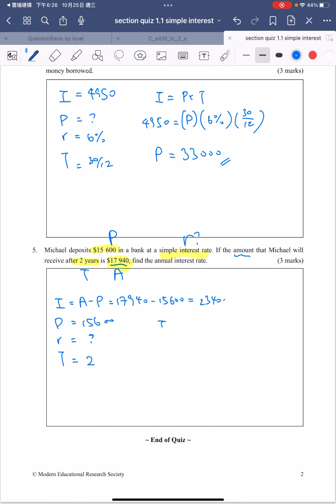So you just write again, we have I equal to PRT. The interest you got is 2,340, equal to the P, which is 15,600, times R%, times T, which is 2. So now we have the R% is going to be equal to 2,340 divided by 15,600, and then you can divide by 2 as well. So try again, 2,340 divided by 15,600, and then you can get this is equal to 0.075, so the R is equal to 7.5%.